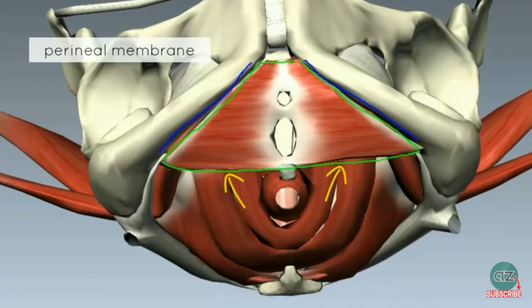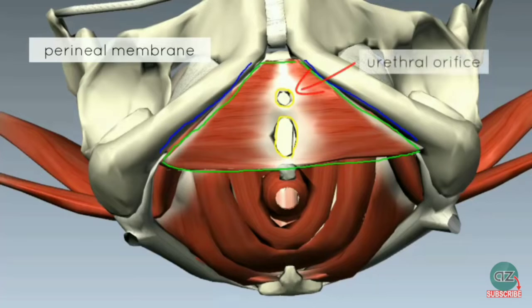So this membrane actually provides attachment for the roots of the external genitalia, and I'll come on to talk about this in another tutorial on the perineum. But importantly, it's got these two holes to allow structures to pass from the pelvic floor into the perineum. So this is a model of a woman, so you've got these two holes here. Anteriorly you've got the urethral orifice, and behind it you've got the vaginal orifice.